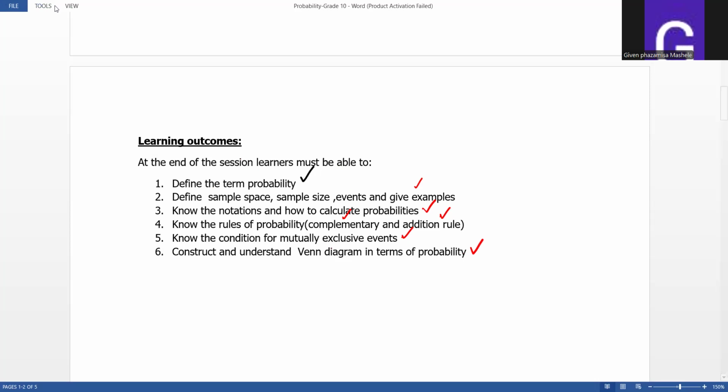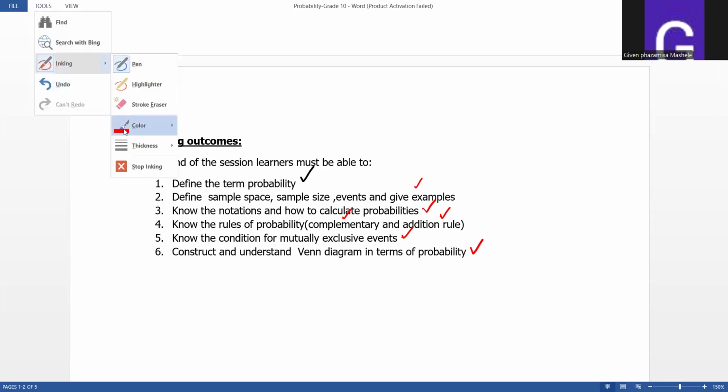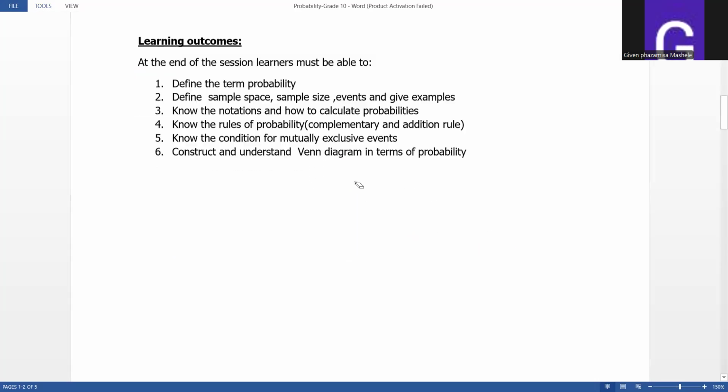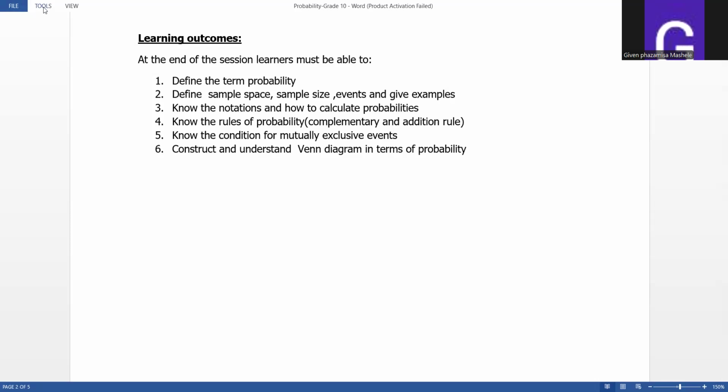I believe you are well. Without wasting time, let's now start with the definitions, let's start with the probability session. Now I will first take you through the definition of probability.